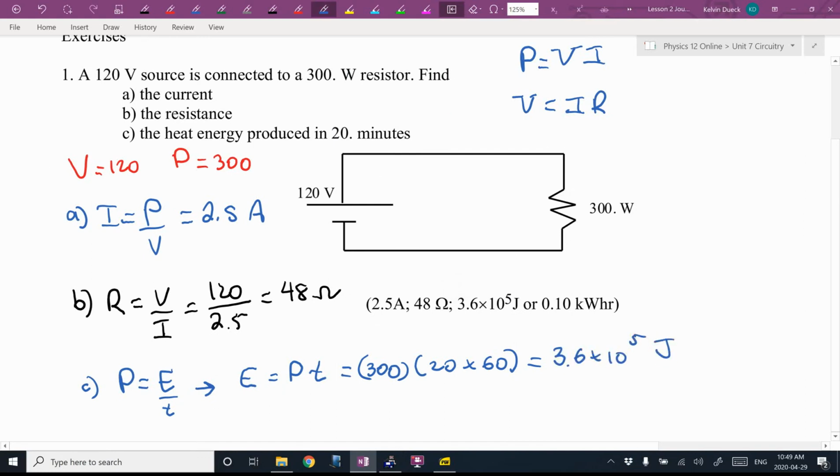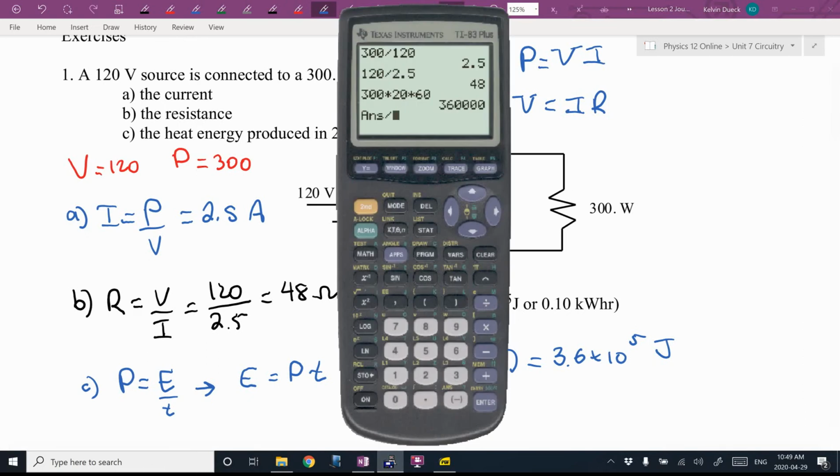If I want it in kilowatt hours, I divide this by 3.6 times 10 to the 6th. That's the conversion factor. Again, you don't need to memorize the conversion factor. I'll give it to you if I ask it. It's about 0.1 of a kilowatt hour.